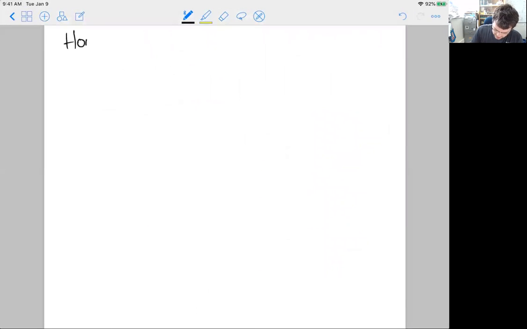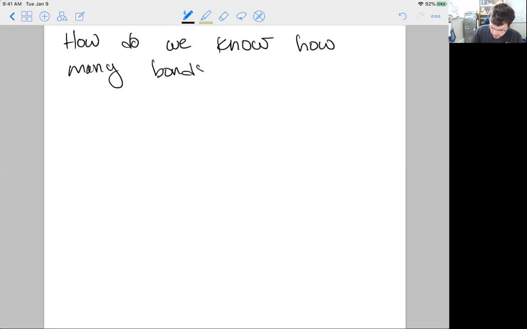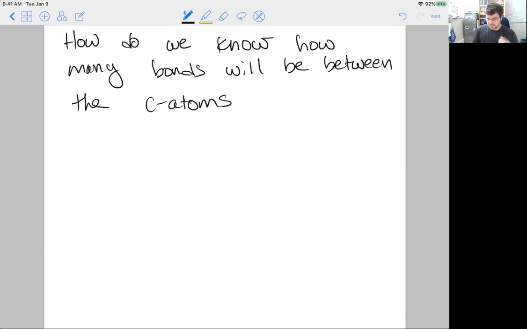A question arises then, how do we know how many bonds will be between each carbon? How many bonds will be between the carbon atoms? That's a really good question. And the answer is it depends on what's around or what's available.